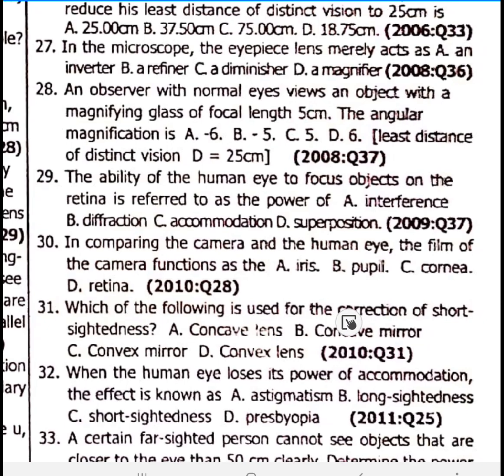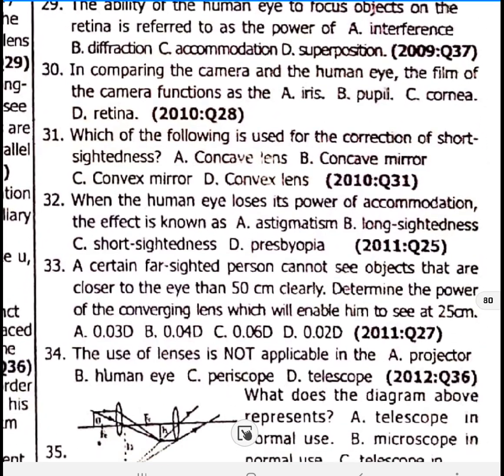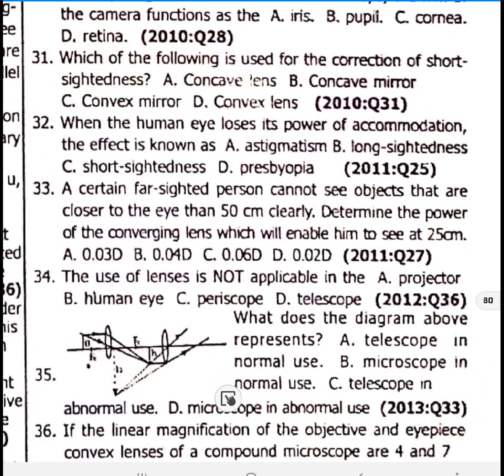31. Which of the following is used for the correction of short-sightedness? Concave lens, option A. 32. When the human eye loses its power of accommodation, the effect is known as presbyopia. 34. The use of lenses is not applicable in the periscope, because the periscope uses a plane mirror or a triangular prism.